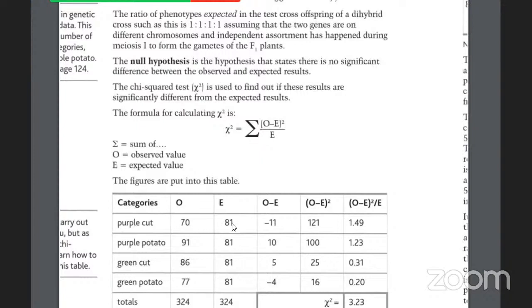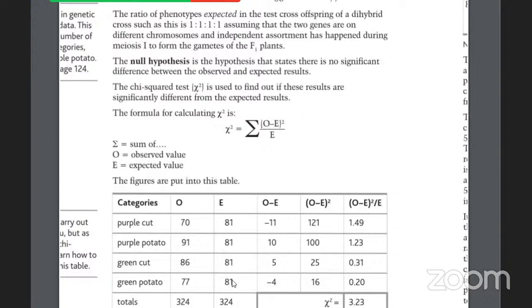So if it's a 1-to-1-to-1-to-1 ratio, then they all have to be the same. The total amount of plants is 324. In the monohybrid cross we did, with the 3-to-1 ratio, you apply the ratio to the one number you get. In this case, it was 324 plants. Since the ratio is 1-to-1-to-1-to-1, everything has to be equal.